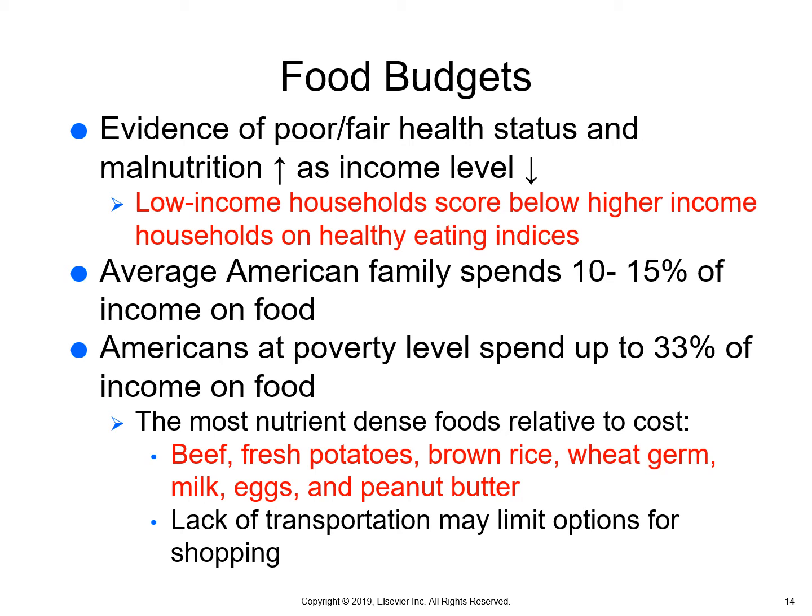So the most nutrient-dense foods relative to cost that you could recommend to someone who's on a tight budget would be beef normally, but beef right now is very high due to the food processing plants and the coronavirus. So fresh potatoes, brown rice, wheat germ, milk, eggs, and peanut butter are all nutrient-dense foods that you could recommend.